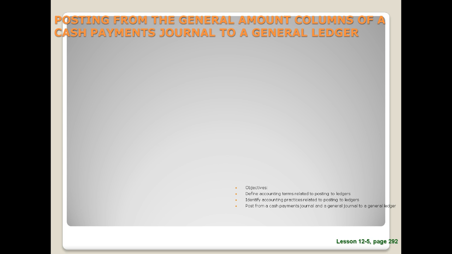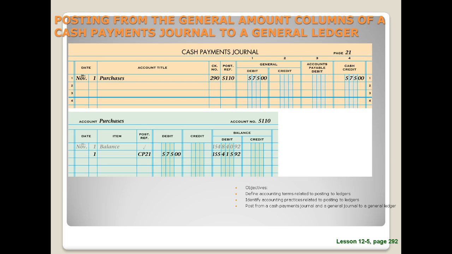So we're going to talk about posting from the general amount columns of a cash payments journal to a general ledger. If you recall, this is a cash payments journal, this top one right here. We're on page 21. If we look at this, this means that somebody gave us cash, right? Oh, wait, no, it doesn't. That would be cash receipts. What this means is that we paid out cash, right? Cash payments, it's from our perspective since we're the business, so we paid out cash.